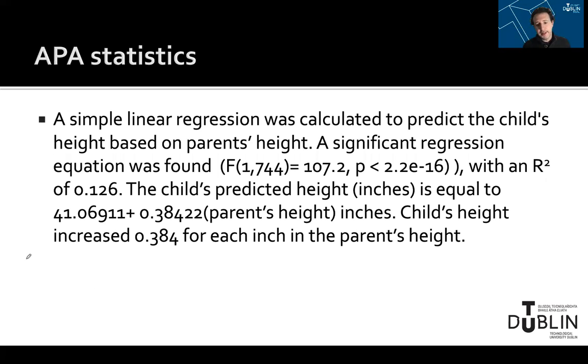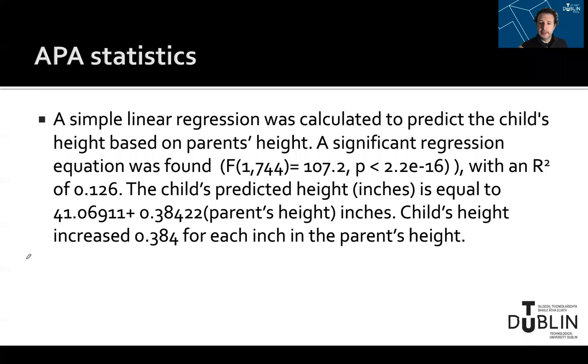So I'm using APA, the American Psychological Association, style. I just had to write out: A simple linear regression was calculated to predict child's height based on parent's height. A significant regression equation was found, F(1,74), so that's the bottom line, with an R squared of 0.126. So 12.5% of the variance is explained by the model.